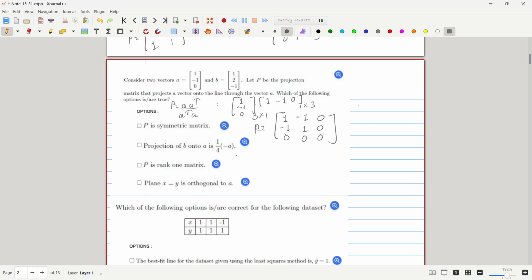If P is a symmetric matrix, then P transpose should be equal to P. Let's find the P transpose. 1 minus 1 0, minus 1 1 0 and 0 0 0. So P transpose is the same as P, so P is a symmetric matrix. So the first option is correct.